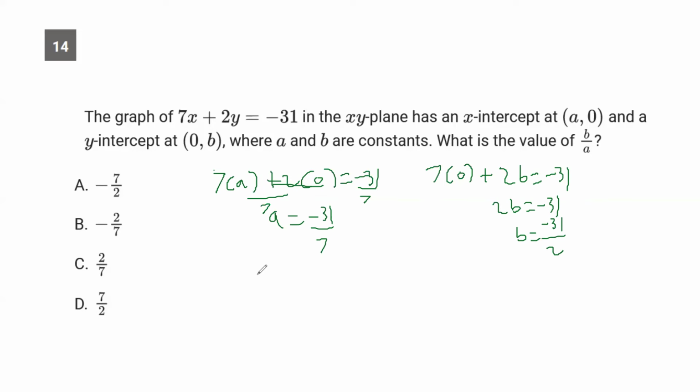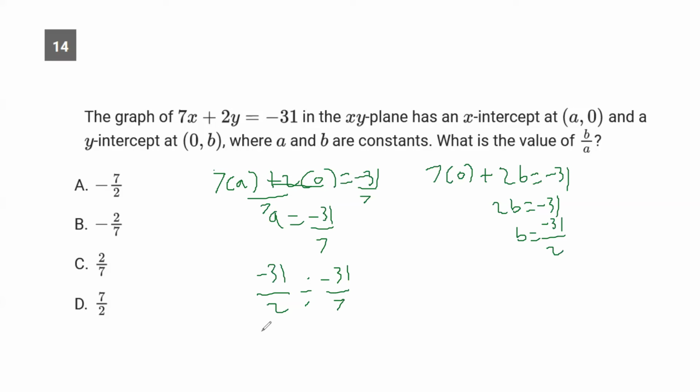B over A is B divided by A. So we're going to do negative 31 over 2 divided by negative 31 over 7. I got ahead of myself there. Okay.